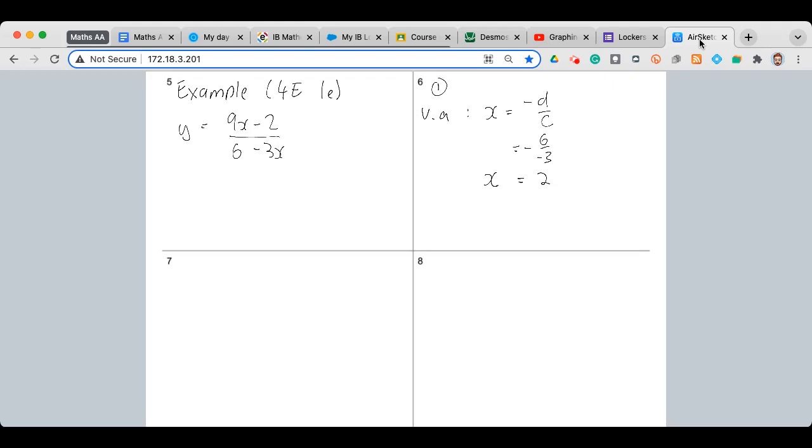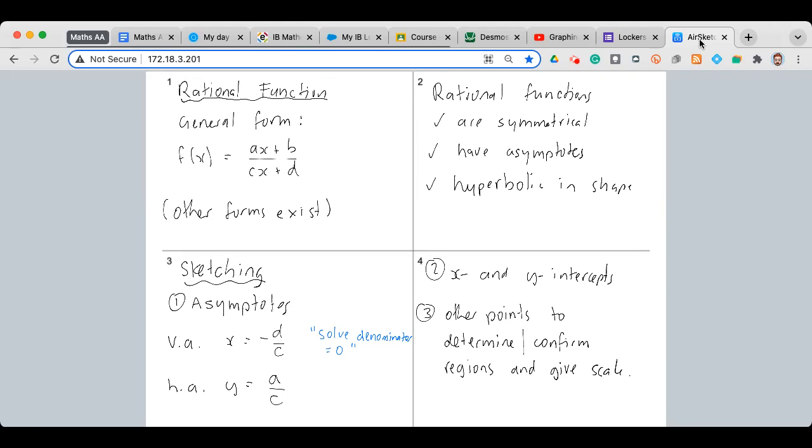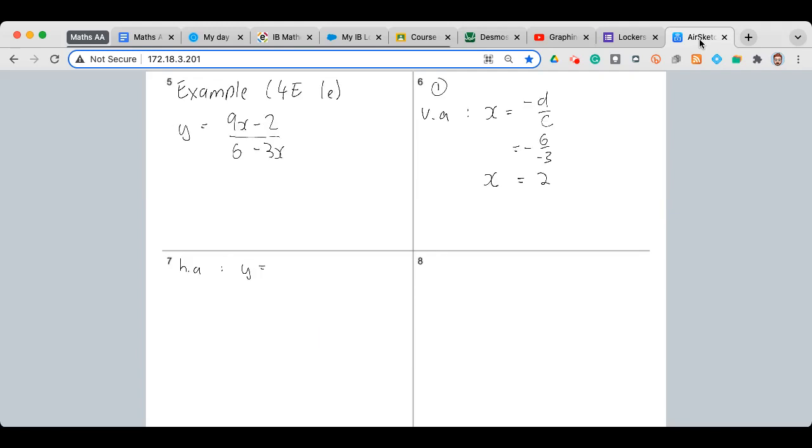Remember, we should write our asymptotes as equations, either x equals or y equals. It's not enough to say the vertical asymptote is 2. And number 2, the horizontal asymptote, which is y equals, just to remind you, a over c. So a is 9, that's the top coefficient of x. C is negative 3. And so that's equal to negative 3, which is the horizontal asymptote.